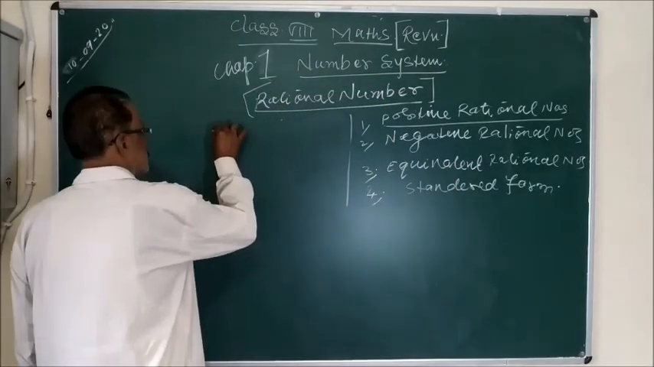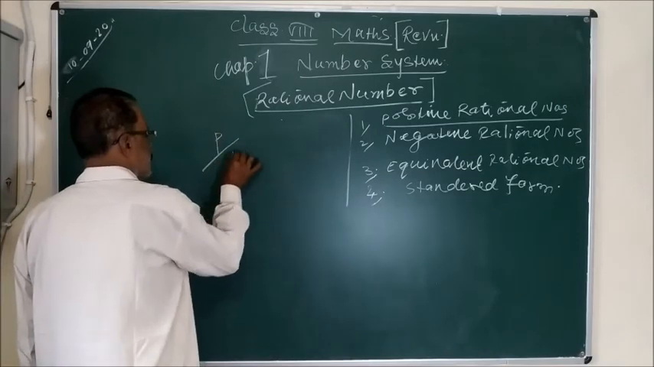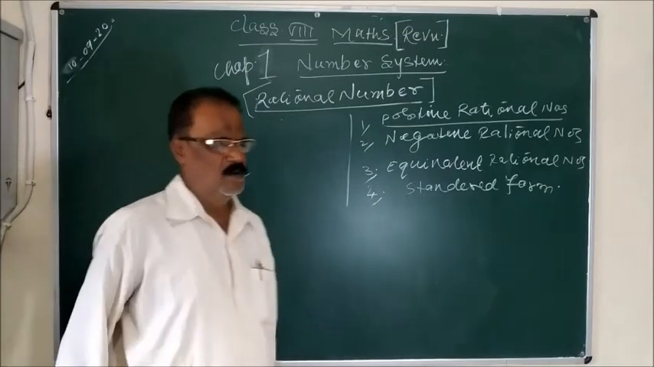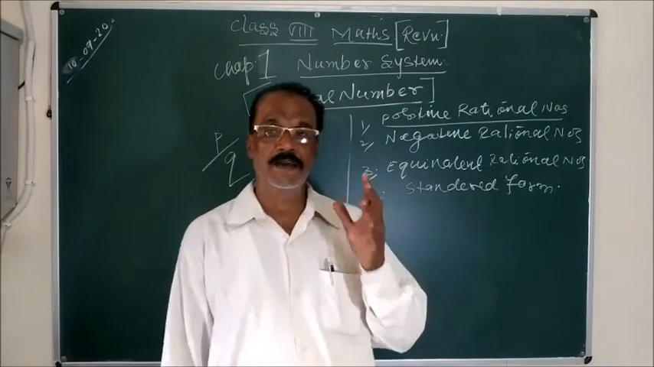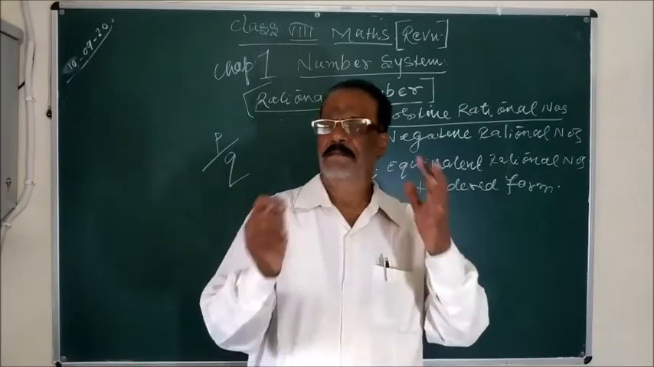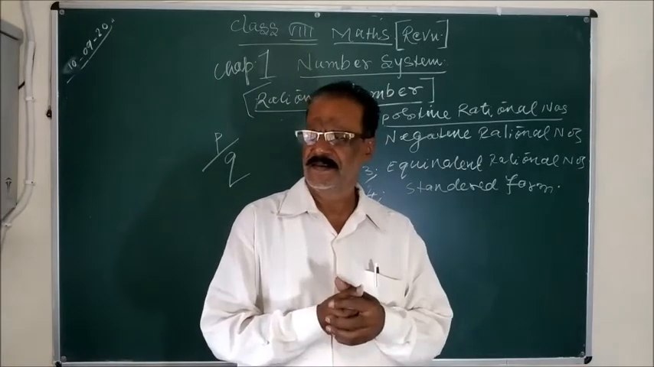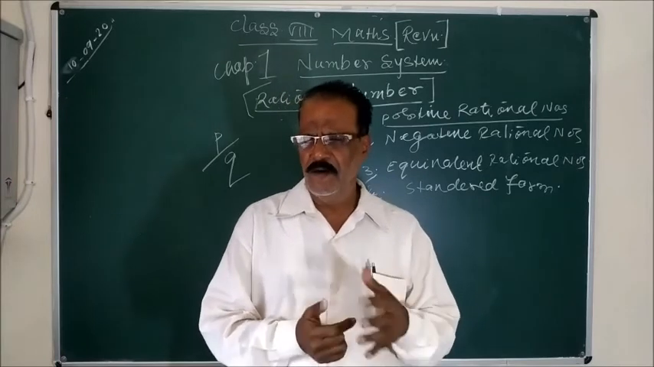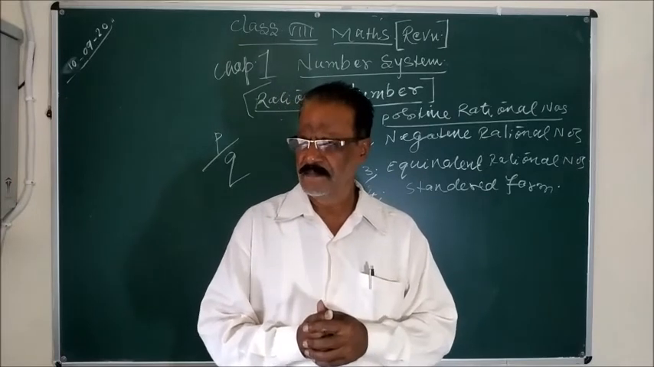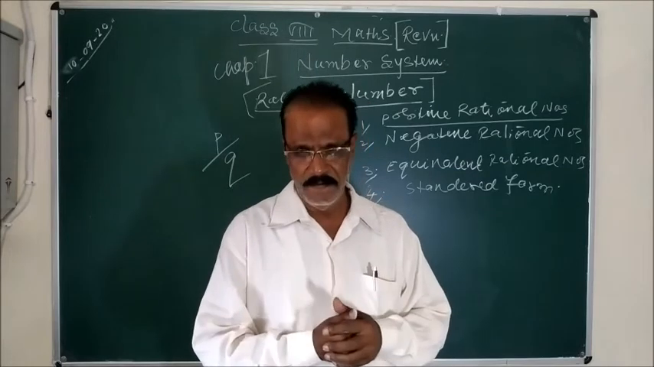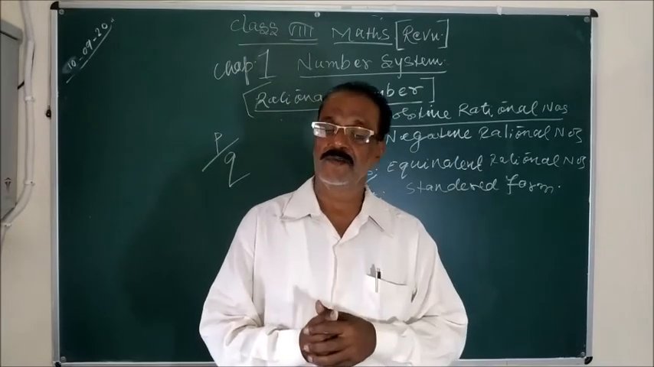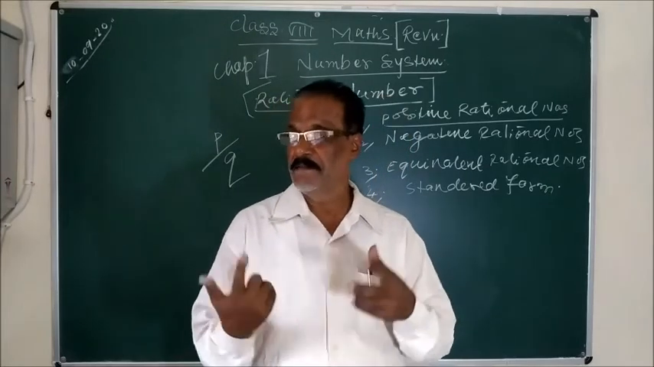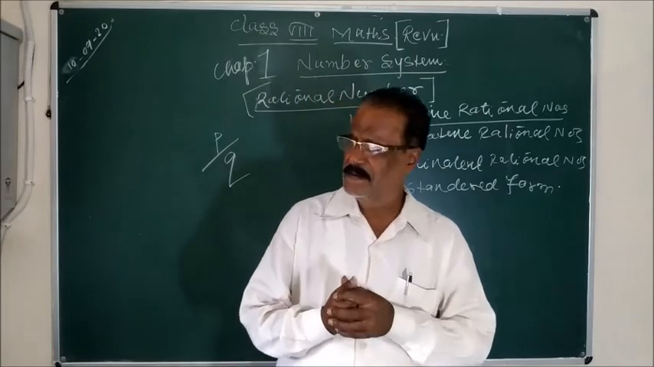Rational number, if we write in the form of P upon Q, बोले सर P और Q ही क्यों? A by B भी हो सकता है, C by D भी हो सकता है, लेकिन कोई न कोई अक्षर हम इस्तेमाल करते हैं. But P and Q is not important. You can write X by Y, A by B, C by D like that.